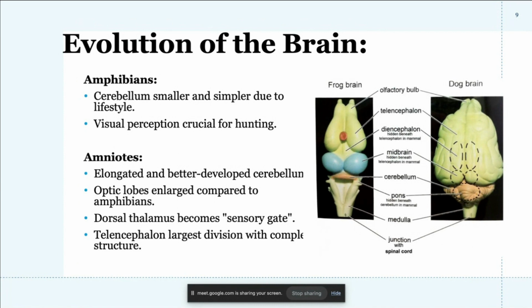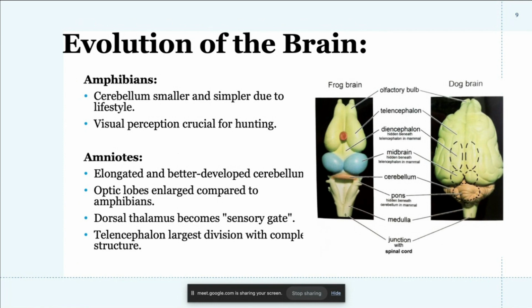The fishes basically have eyes laterally, so on one side, right? They have one eye on one side and the other eye on the other side. But the amphibians have their eyes on top of their head, and this also, of course, helps their vision. Then the amniotes have an elongated and better developed cerebellum because they're going to do more movements. Their optic lobes are enlarged compared to amphibians, meaning that their sense of vision is much better. And their telencephalon becomes the largest division.